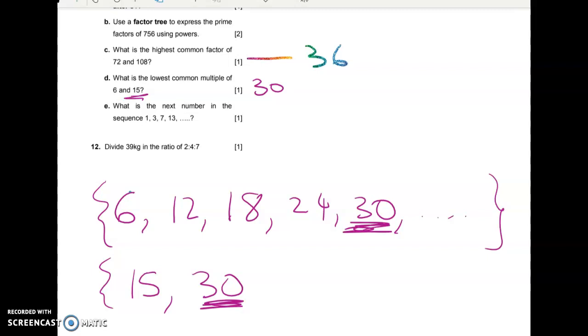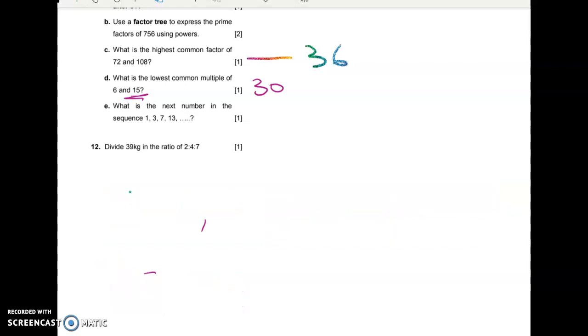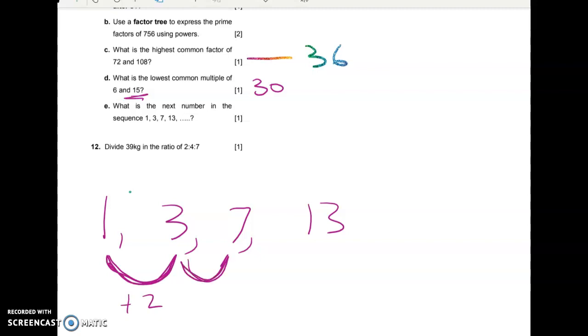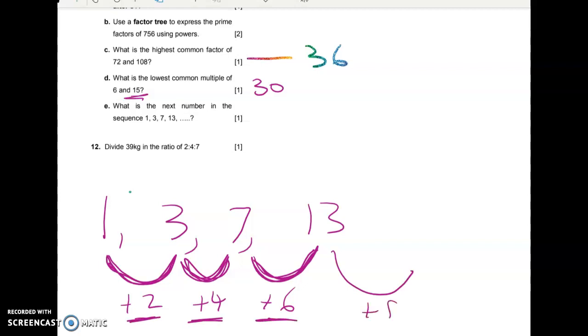Okay, next one is about sequences. What's the next number in the following sequence? So we're usually interested in how we get from one term to the next. So 1, 3, 7, 13. Let's have a look. Well, here I've added 2. What about from 3 to 7? I've added 4. So we start to conjecture that the next one might be adding 6. And it is. So look at this pattern. Plus 2, plus 4, plus 6. So the next one's going to be what we get when we add 8. And it's going to be 21.